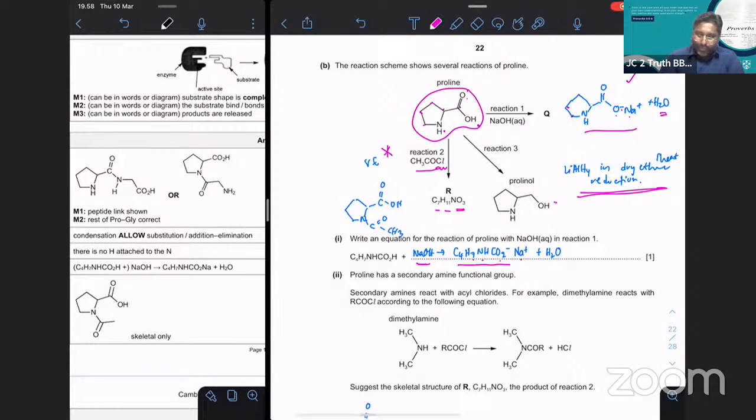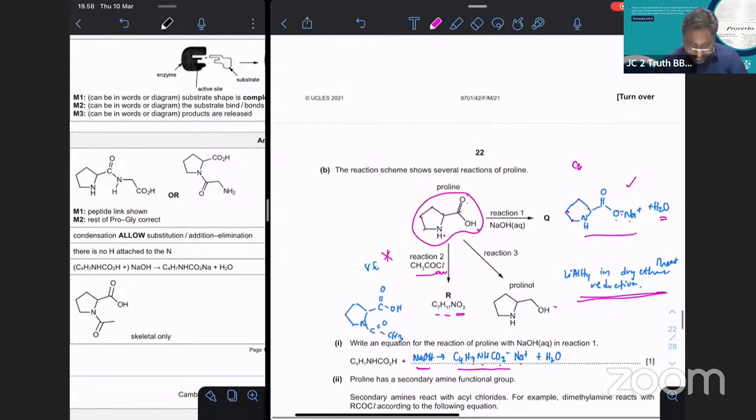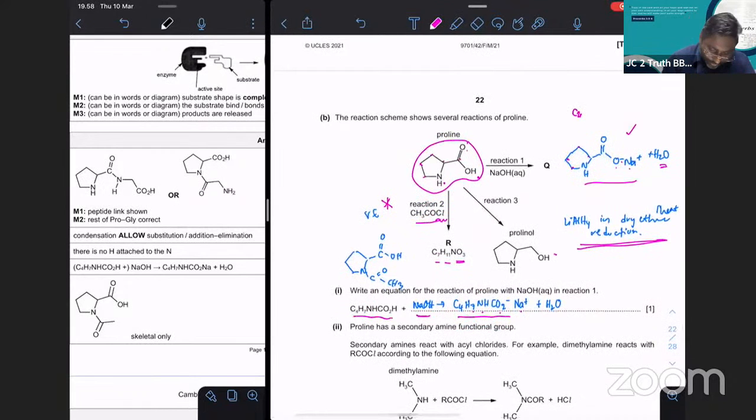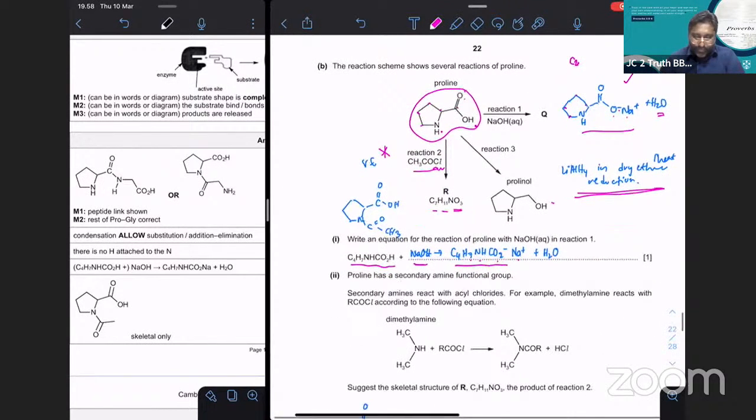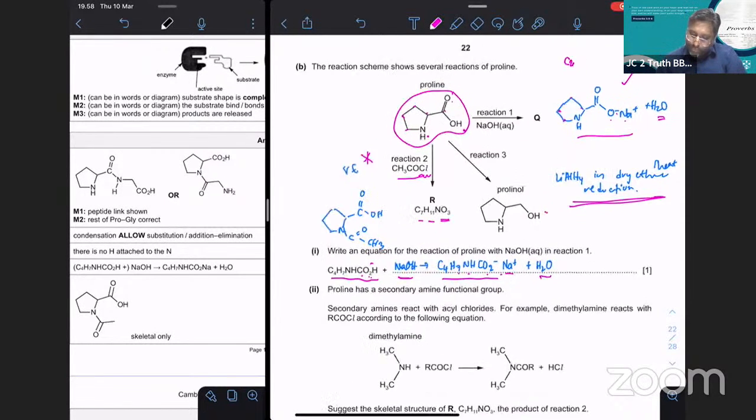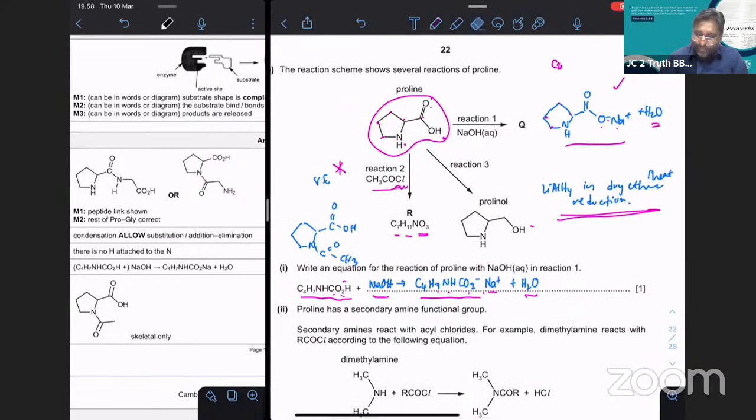So 1, 2, 3, 4, so C4. Then I think this one is already given, so you can use this: C4H7 and HCO2 minus. Then you just put the Na plus and then water. Okay, done. Sorry, it's not water, it's hydrogen gas. My bad.